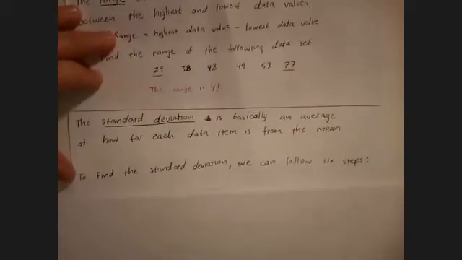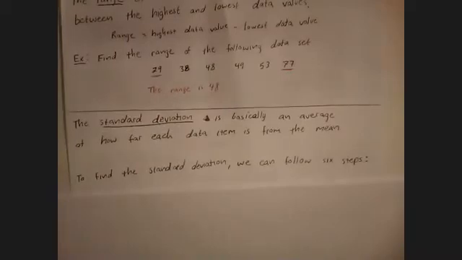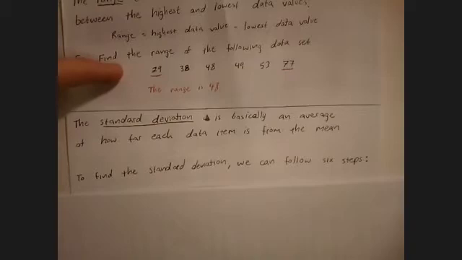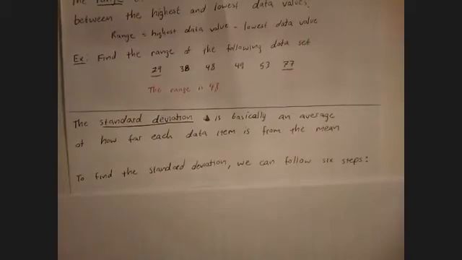So we can do the standard deviation in 6 steps. And the book lists them out, and I followed those steps in the notes. And what we're going to do is take this example, that small little data set, and we're going to find the standard deviation using the process outlined in the book. Okay, so let's first look at what our data set is. So our data set is the same one we had before, 29, 38, 48, 49, 53, and 77.